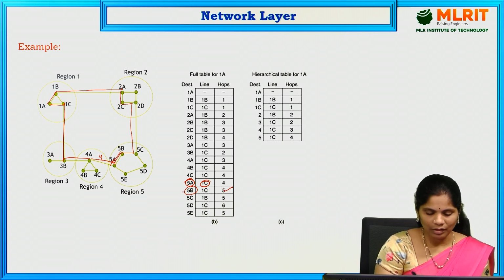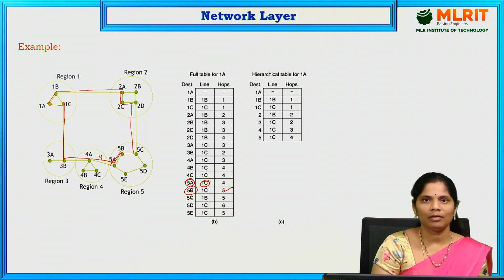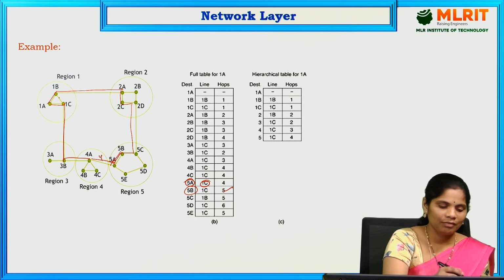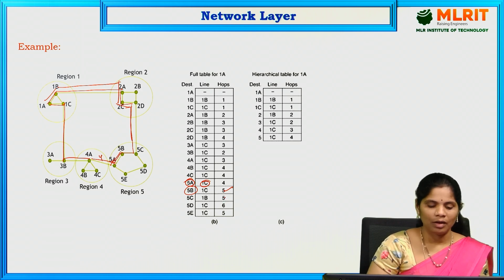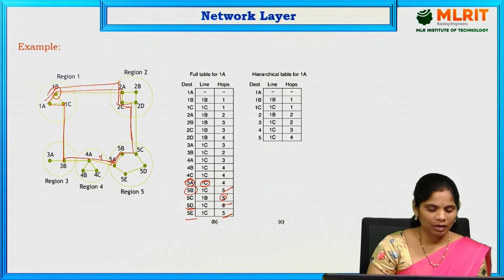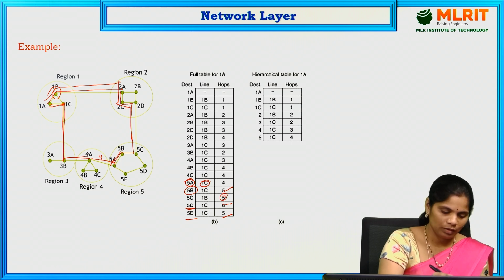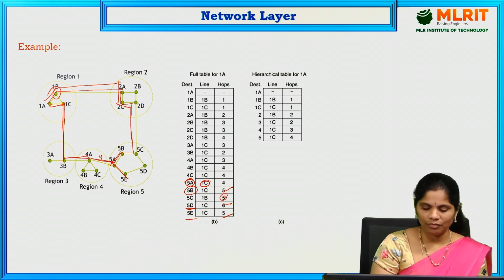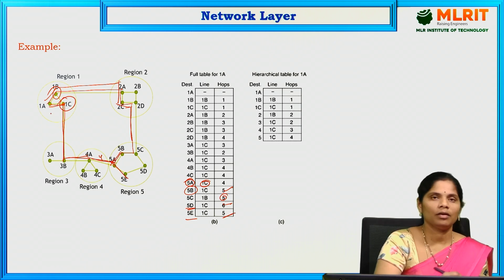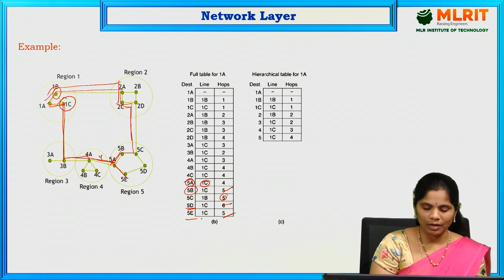Next one is 1A to 5C we have to travel. See how we are going to travel to 5C. If you go for this route, 1, 2, 3, 4, 5. This is only 5. But we are coming by which route? 1B. That's why we are writing here 5. 1A to 5D is 6. Here is 6. 1A to 5E is 5. 1A to 5E, 1, 2, 3, 4, 5. Here is 5. We are coming through 1C. That's why we are writing here 1C.